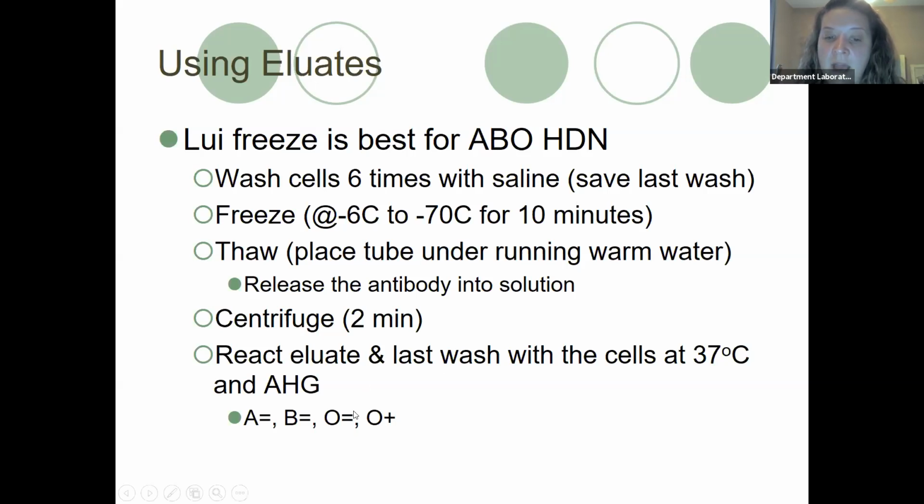And then we just add O negative cells and O positive cells. If it's another IgG antibody, then it would react with your O negative cells and/or your O positive cells. Let's say there's also anti-D involved. Anti-D would react with your O positive cells, right? Because it's going to bind to the D antigen on these reagent O positive cells, okay?